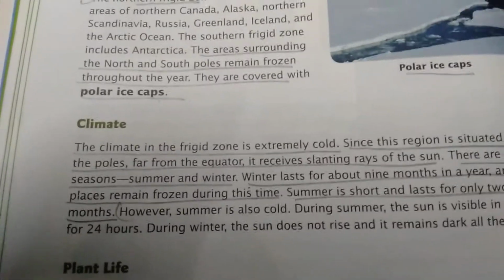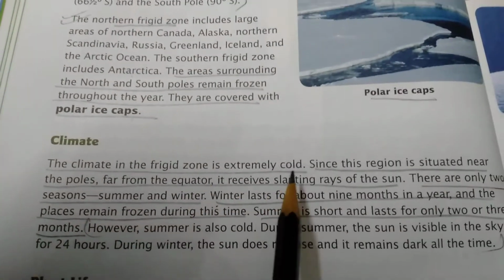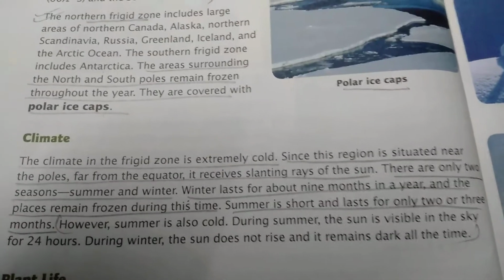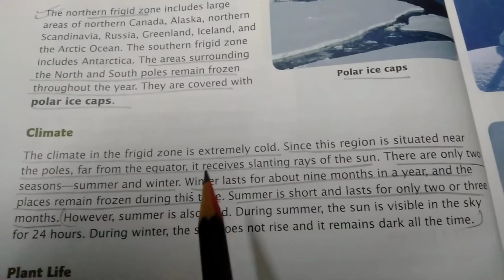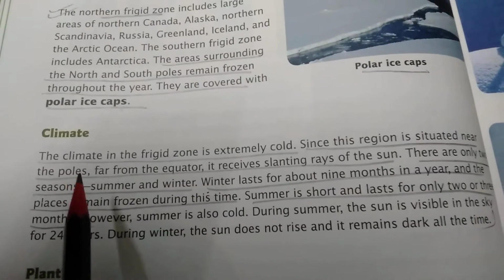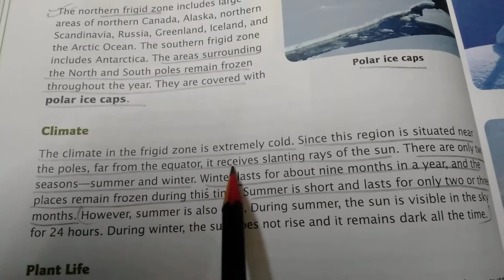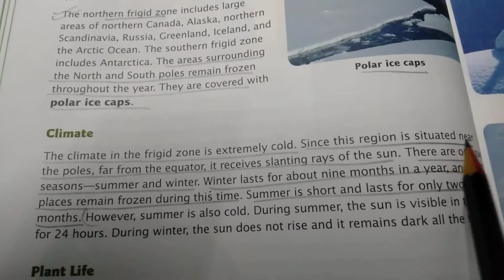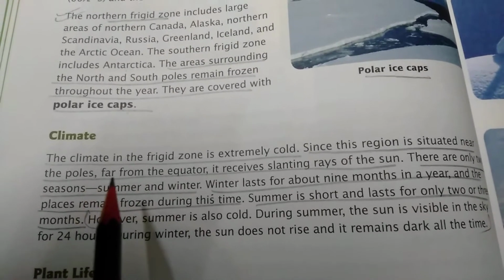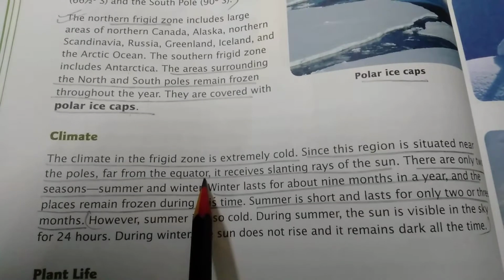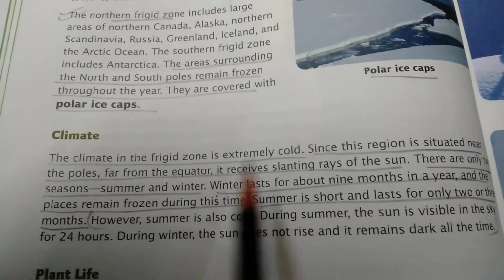Next is climate. The climate in the frigid zone is extremely cold. As the area is covered with snow and ice, obviously the climate will be cold. Since this region is situated near the poles, far from the equator, it receives slanting rays of the sun, so it receives less sun. That's why this area is very cold.